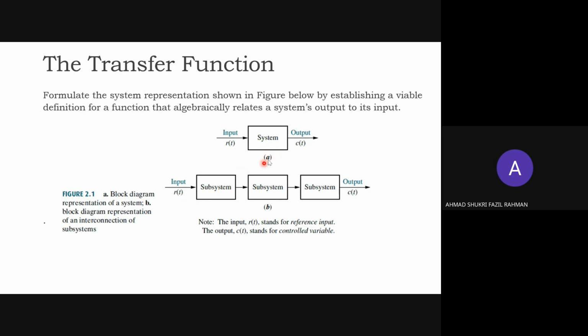Looking at this figure, we have two figures, A and B. I think this one you're already aware of. We have input and output, and in the middle is the system. And also we have B. This happens when we have multiple subsystems inside the system. As you can see, the input and output still remain the same, but the number of subsystems will increase depending on the system.